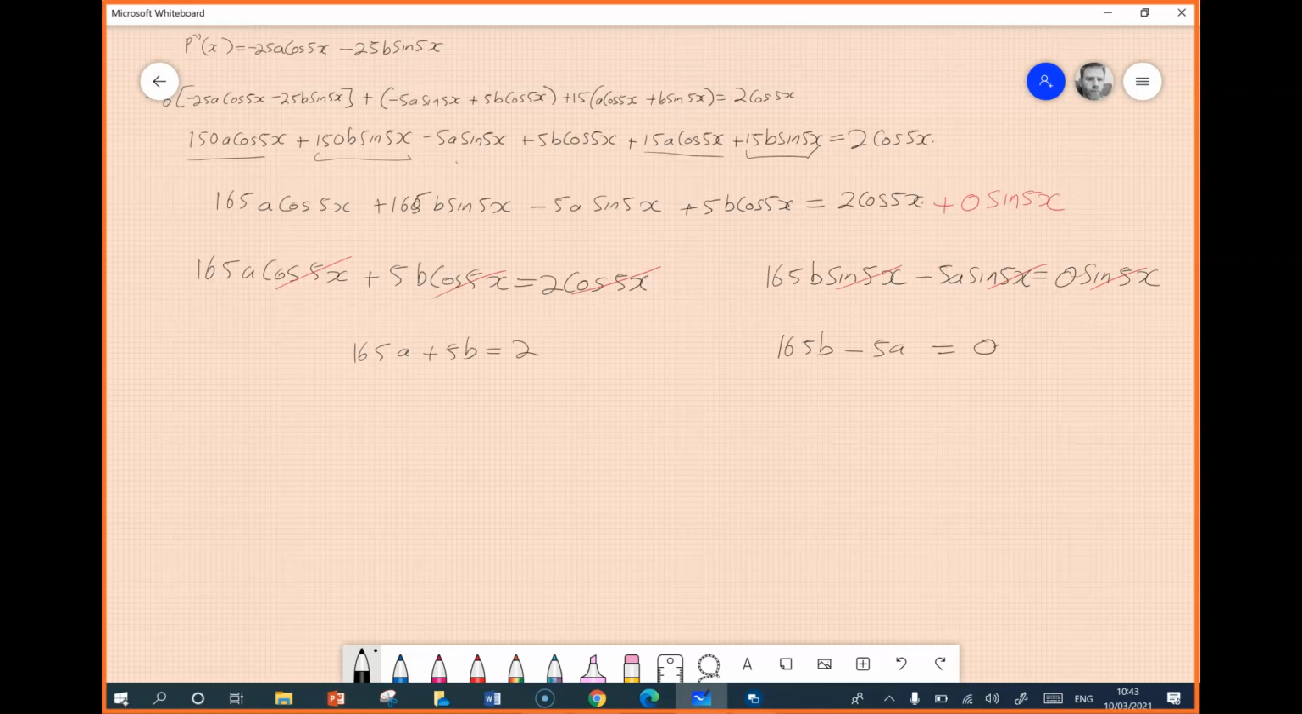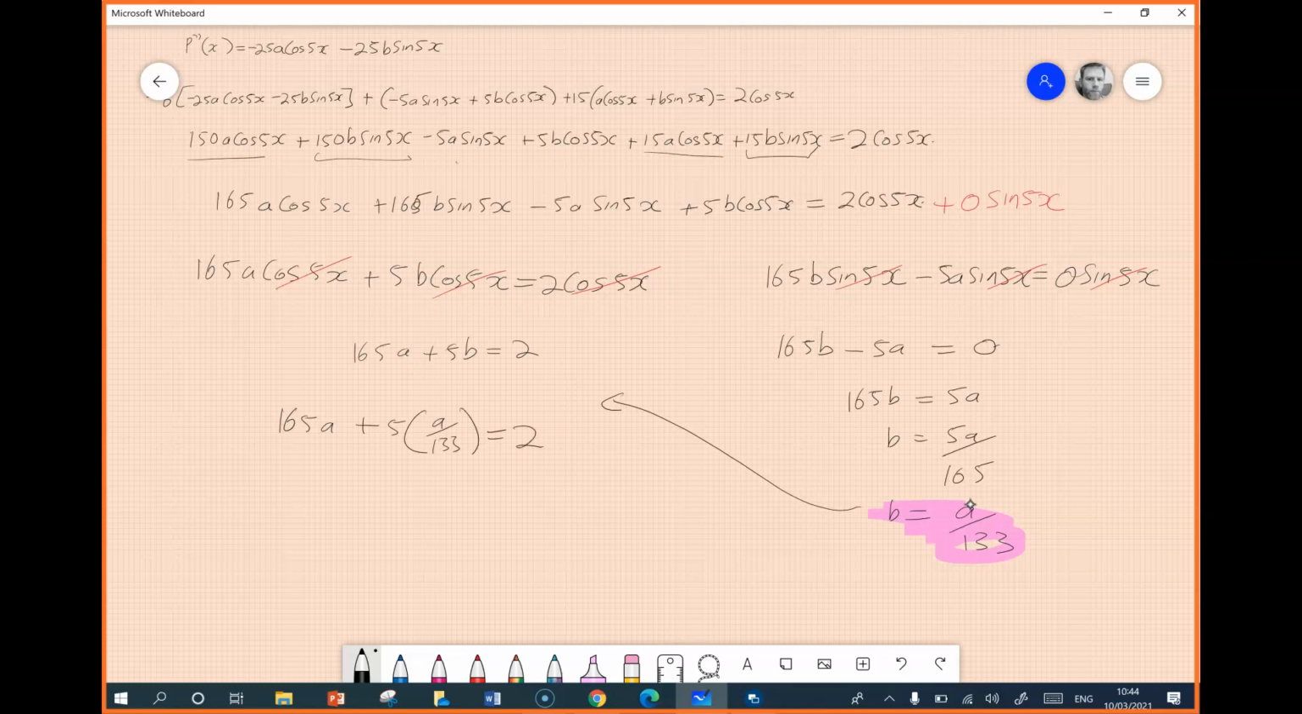Let's start with the equation on the right this time. So I'll say 165b is equal to 5a, so b is equal to 5a over 165. And we'll just simplify that: b is equal to a over 33. Okay, now we're going to substitute that back into our other equation for our b. So I have 165a plus 5 times b, which we've just learned is a over 33, equals 2.